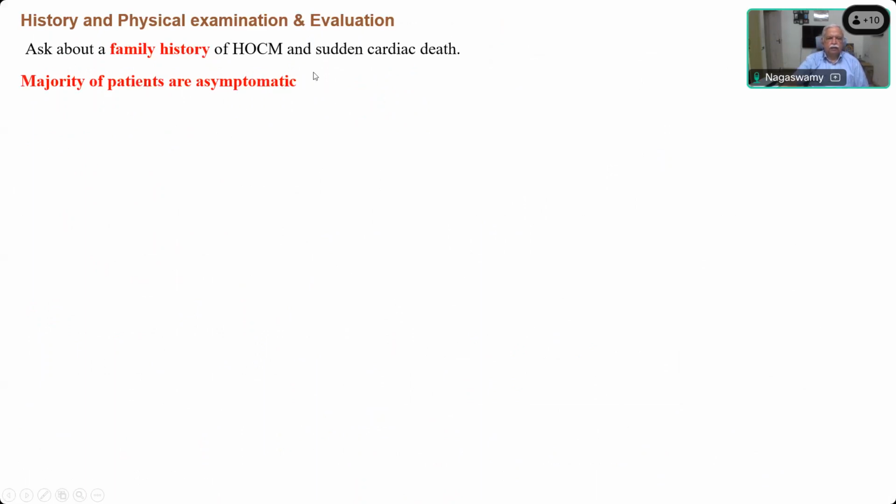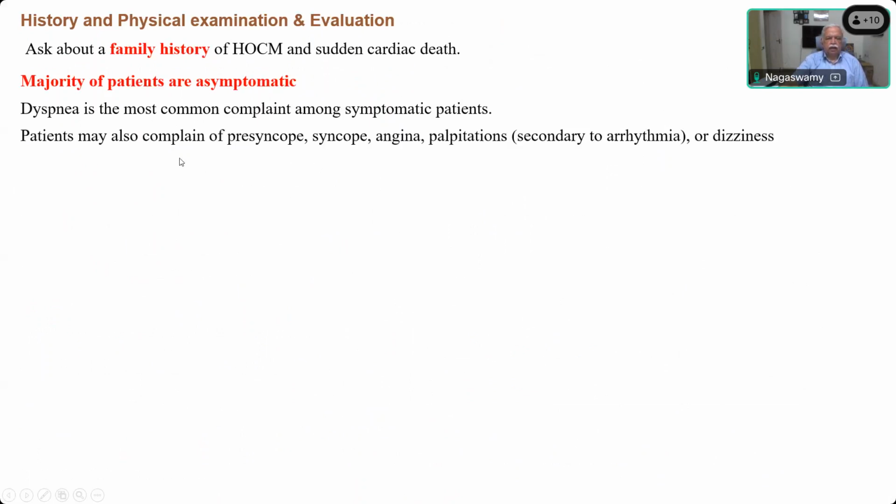The majority of the patients are asymptomatic. That is the reason why it is not detected most of the time. Dyspnea is the most common complaint, if at all the patient becomes symptomatic. They can also complain of syncope, angina, palpitations, or dizziness. In cases where they have these symptoms, we can investigate and find out. The symptoms are definitely exacerbated by exertion. They say that even walking a few steps causes this problem.